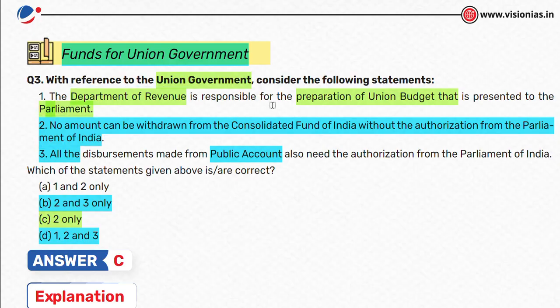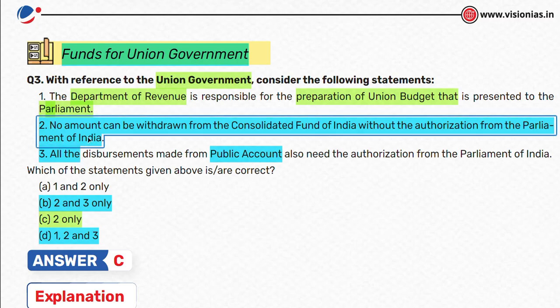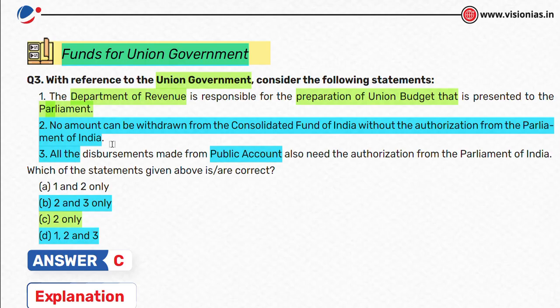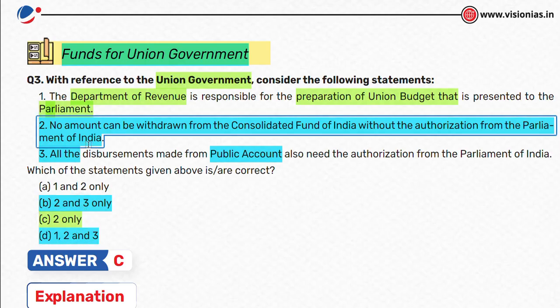I don't know which department prepared the Union Budget. Okay, so let us see the second one. No amount can be withdrawn from the Consolidated Fund of India without the authorization from the Parliament of India. That is true. So everywhere we have two, so we can't eliminate this.